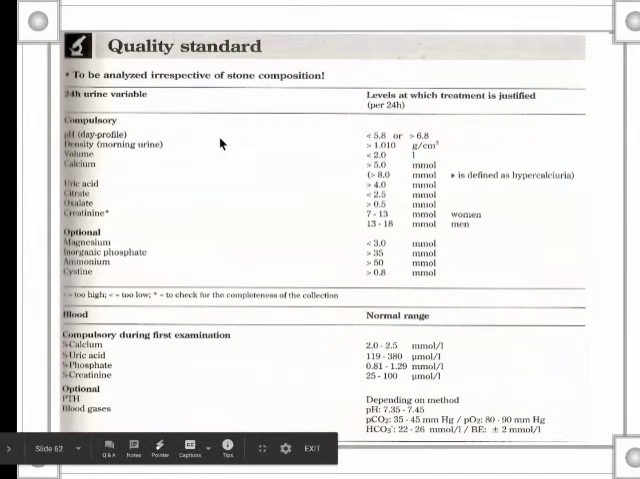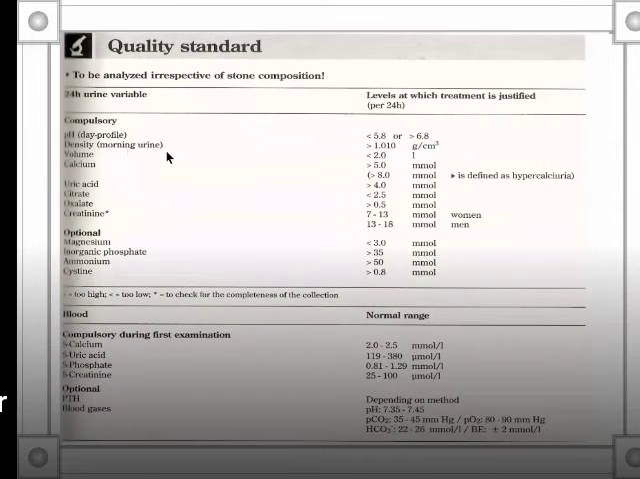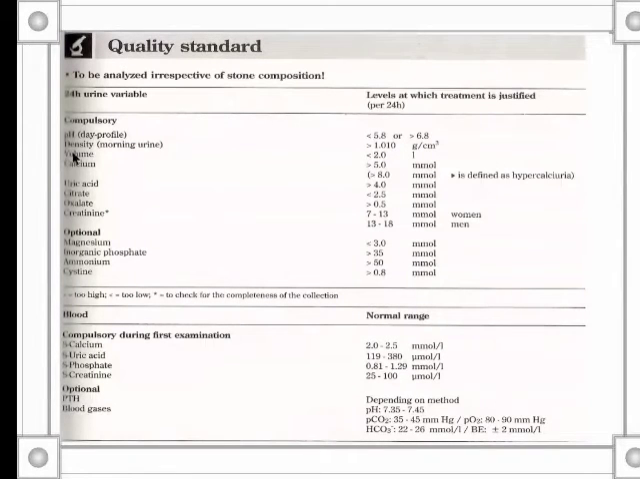So irrespective of which type of stone is there, at least you should investigate 24-hour urine variables. So what is the 24-hour urine profile? pH, whether it is less than 5.8 or more than 6.8. Then specific gravity of the morning urine sample, if it is more than 1.010. Total volume, less than 2 liters or more than 2 liters.